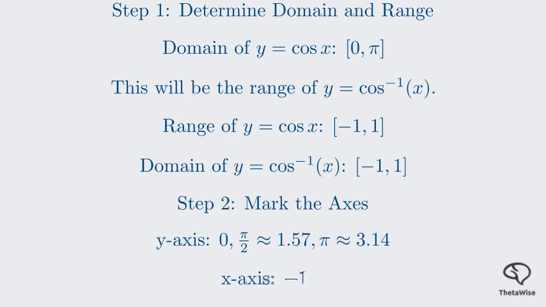Step 2. Mark the axes. We will mark the x-axis from negative 1 to 1 and the y-axis from 0 to pi, which is approximately 3.14. A key value to mark on the y-axis is pi over 2, or approximately 1.57.